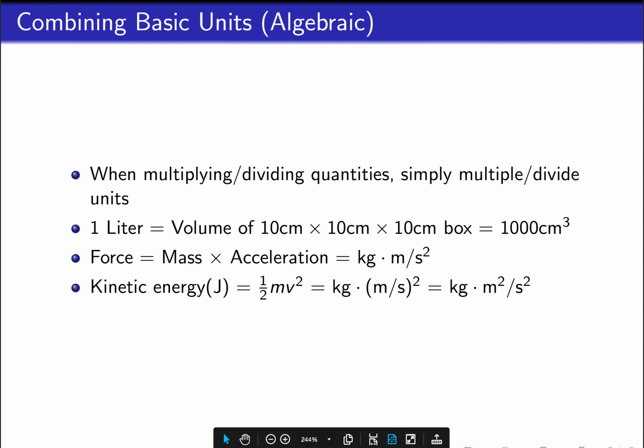A final example has to do with kinetic energy, which is measured in joules. A formula for kinetic energy is 1/2 mass times velocity squared. The units of velocity is length over time, so the units of joules is given by kilograms times meter per second quantity squared, which is kilograms times meter squared per second squared. Notice that the simple algebra is done to the units to determine the more complicated combination of units.